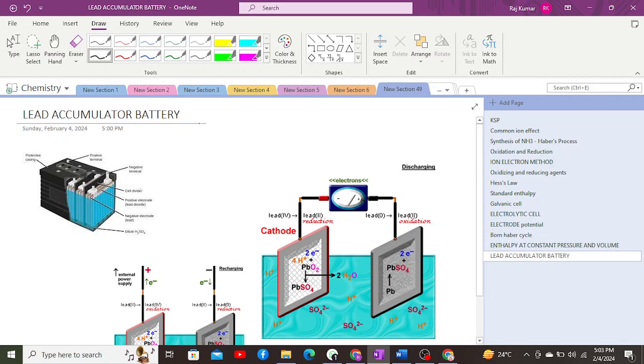Today we are going to discuss the lead accumulator battery. It is an example of a galvanic battery, an example of a galvanic cell, an application of a galvanic voltaic cell.